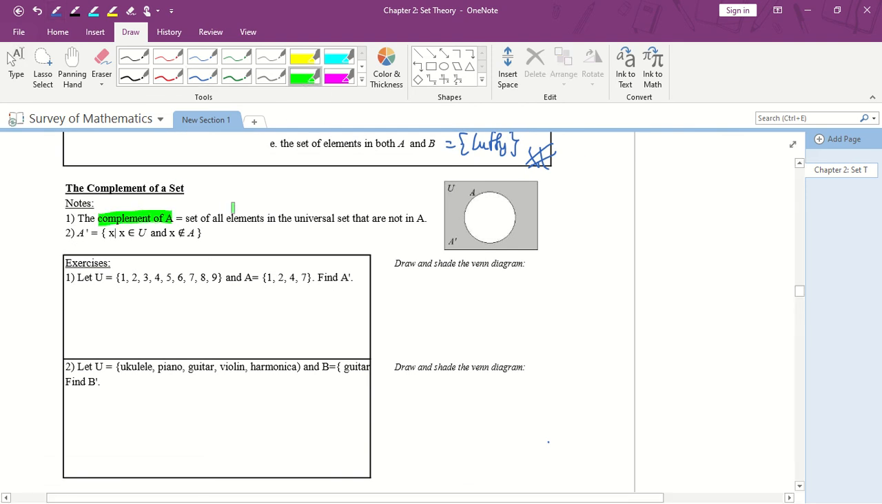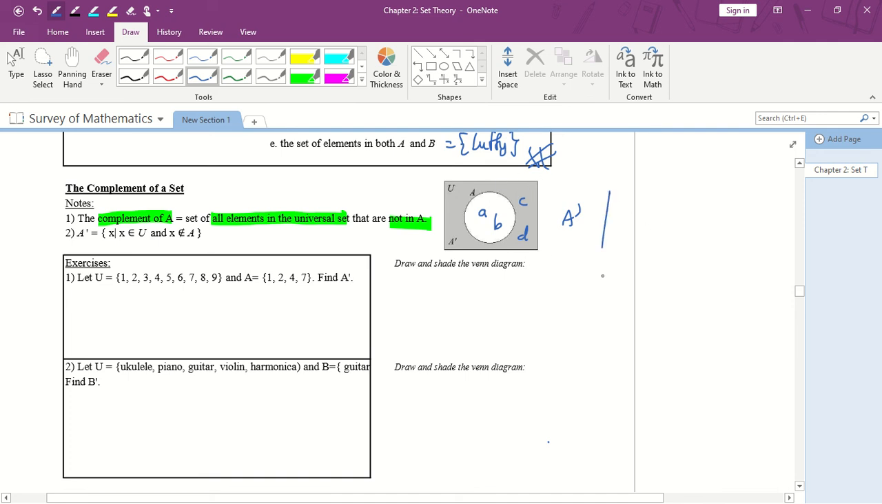Complement of the set is all the elements in the universal set that are not in the set A. You can look at this diagram. It's all the elements inside U, but not in A. For example, I will put A, B, C, and D here. The elements A and B are not acceptable because they are part of A. The elements C and D are considered A prime because they are within U, the universal set, but not in A.